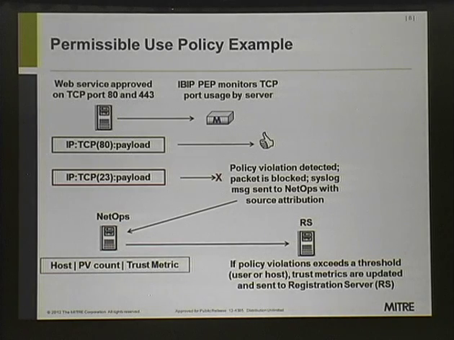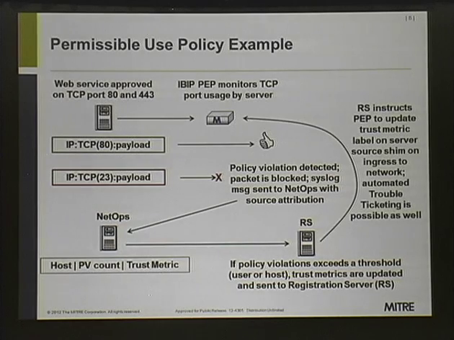If the number of policy violations exceeds a set threshold for either the user or host, trust metrics are updated and sent to the registration server. The registration server tells the PEP to update the trust metric labels on the server source shim. On the ingress to the network, you have the option of having a trouble ticket automatically generated. So when I update the trust metric, you can presume the system will be less trusted, and that can have an effect on what it can access.